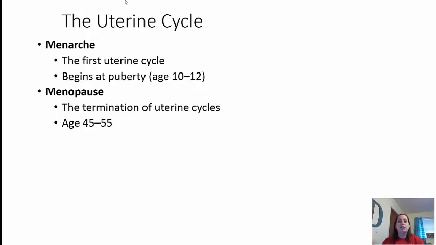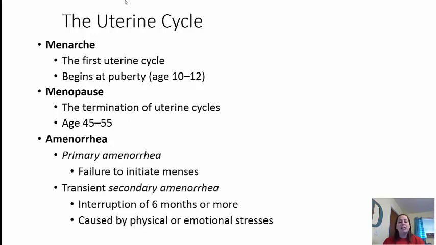Menopause, on the other hand, is the termination, or the last time the uterine cycle takes place. This can happen anywhere between age 45 and 55, and that's when they go through menopause and they stop producing these hormones. Amenorrhea is whenever we see that there is a stop in the menstrual cycle. This can happen two ways. The first is primary amenorrhea. This is a failure to even initiate menses. You never start your menarche.